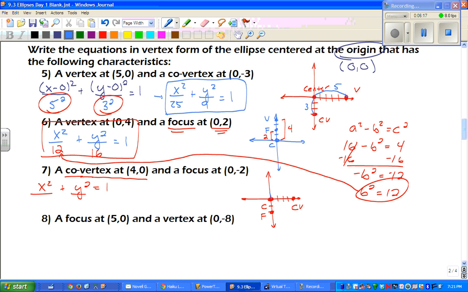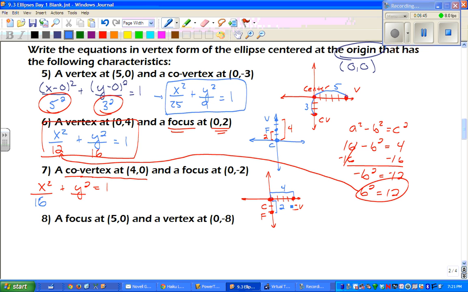Okay, so let's take a look at our values. The distance from the center to a co-vertex, 1, 2, 3, 4, is 4. Because I moved left and right to get to that number, that's going to go underneath x, but I have to square it, so I get 16. And then to find how far I go up and down to a vertex, well, that's where I actually have to use the foci or the focus equation.